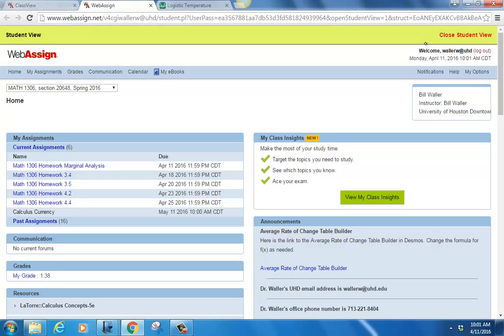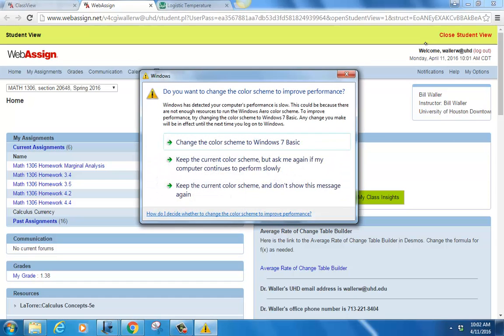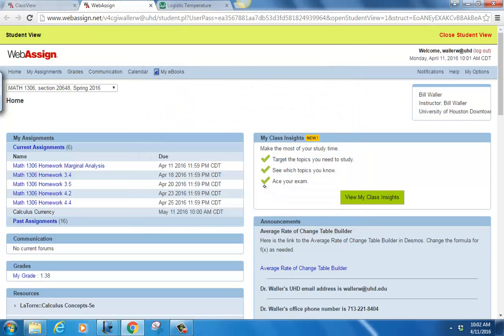The marginal analysis, y'all, that was actually due last night at midnight. But it still looks like y'all need a little bit more time to work on that and finish that. So I went ahead and extended it to tonight at midnight. But we did do examples of marginal analysis last time. So that's in the notes from last time.